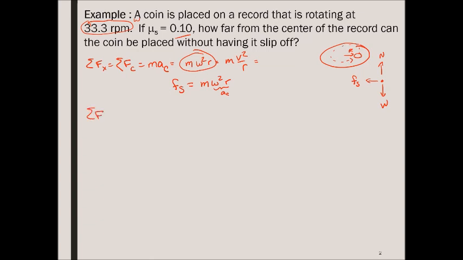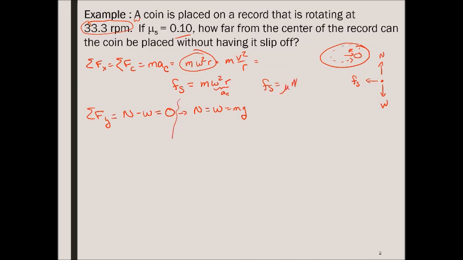And then if I sum my forces in the y direction, I have my normal force minus my weight is equal to 0 because there's no acceleration in that direction. It's just sitting there going around at the same height. So that means my normal force is equal to my weight is equal to mg. Then I can go back up and look at my horizontal formula. We also know that Fs is equal to mu N.